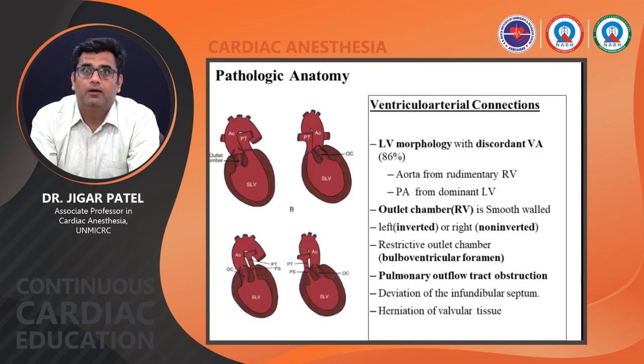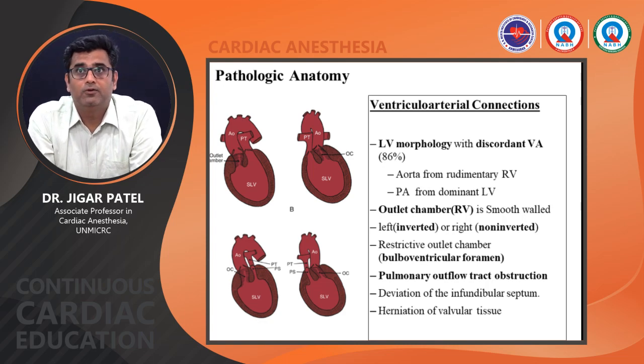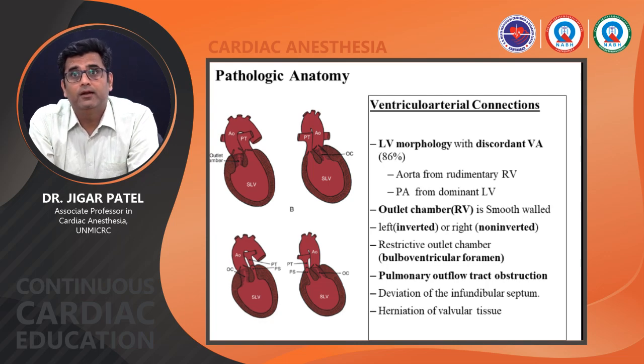Now the third important type based on anatomy is the ventriculo-arterial connection. So, for a ventricle with LV morphology, there are two types of VA connection possible, but the most common type is the discordant VA. So, here aorta will arise from the rudimentary RV, as you see in the image. It is located anterior superiorly, either on the right side or the left side. If it is located on the left side, it is called an inverted chamber, and if it is located on the right side, it is called a non-inverted chamber. This outlet chamber often has a smooth wall, and it is often restricted due to hypertrophy of muscle.